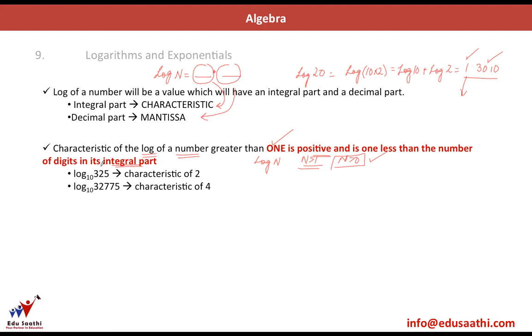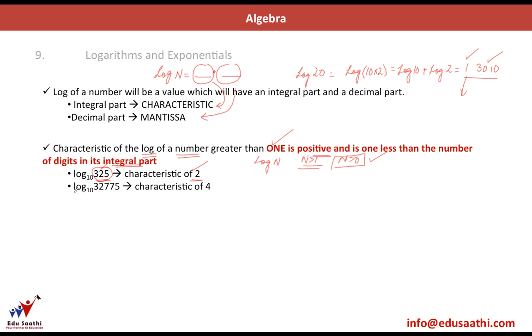So if I find the log of 325, how many digits are there in 325? There are 3 digits. The characteristic for this will come out to be 2. The characteristic will always be 1 less than the number of digits in the integral part. Or I would say the number of digits is always 1 more than the characteristic of the log.